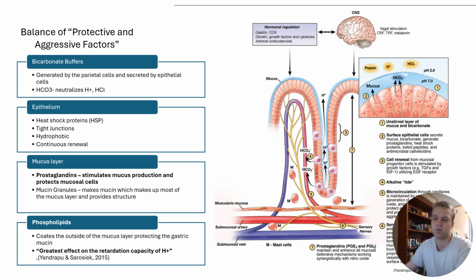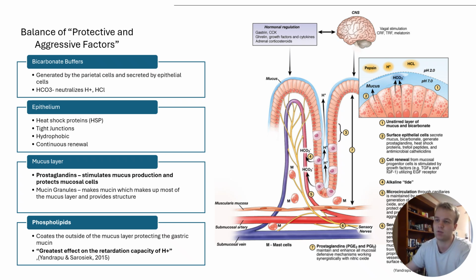First off, parietal cells also produce bicarbonate ions, which are secreted into the mucus layer to help neutralize any penetrating hydrogen ions in the mucus layer, so the acid. If the mucus layer fails, the epithelium is second in line to make sure the acid doesn't break through. So that has a number of mechanisms.